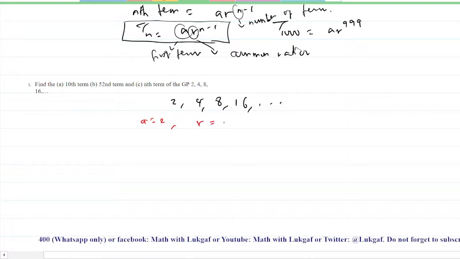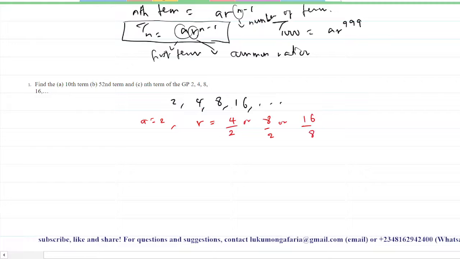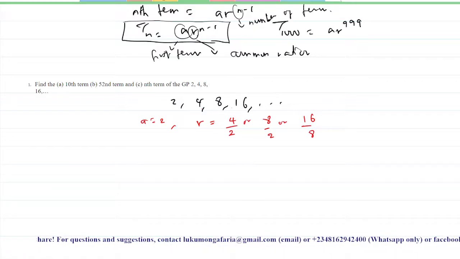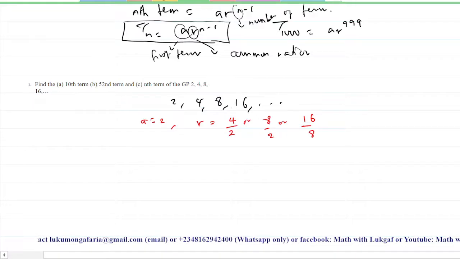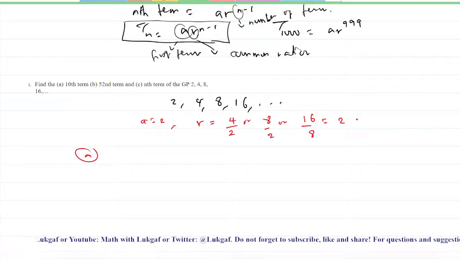So you obtain that by dividing the second term by the first term, or the third term by the second term, or the fourth term by the third term, since it's going to give you a constant term. That's why we call it a common ratio. So if you do this, your r is going to give you 2. If that is clear, we know the parameters now, then we can solve the first question here.